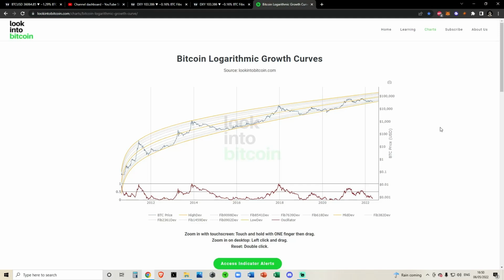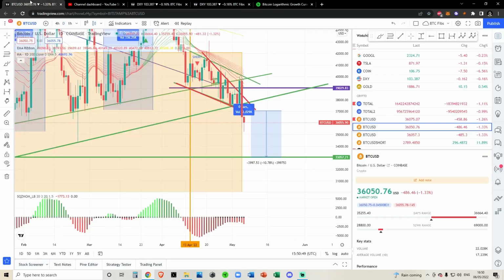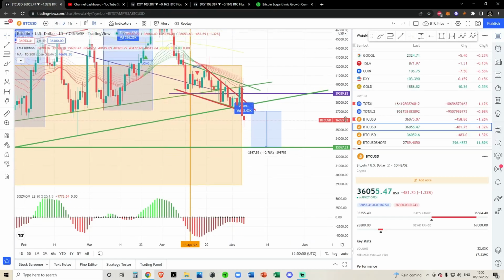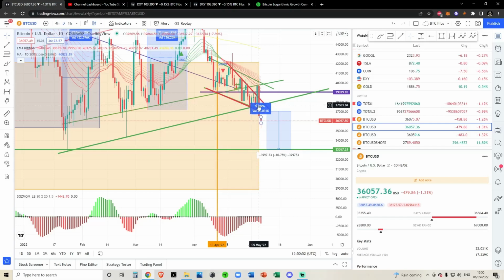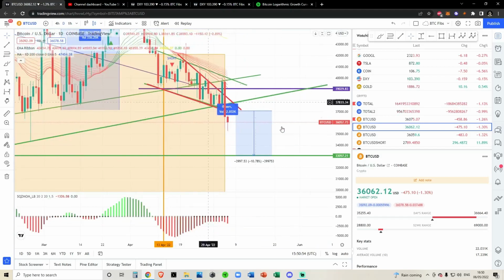I'm going to be giving you an update of where I think Bitcoin is going in the eyes of the logarithmic growth curves. Now, if we check out the Bitcoin price before we hop over to the growth curves, you can see that Bitcoin is breaking down as of the time of recording this. We've been beaten down the dumps for the past couple of days, and as of the time of recording this, we're hovering around that $36,000 level.